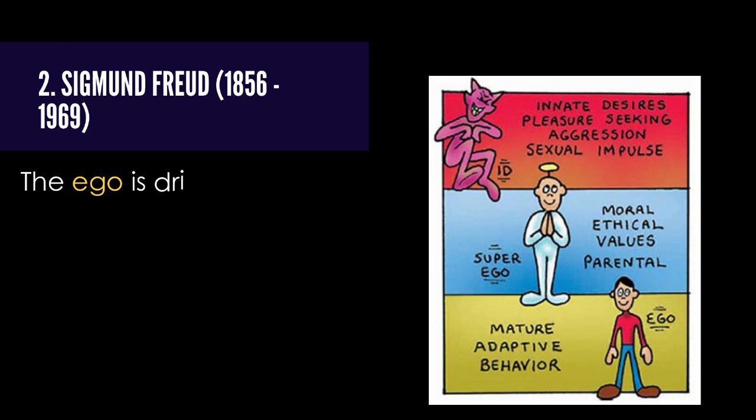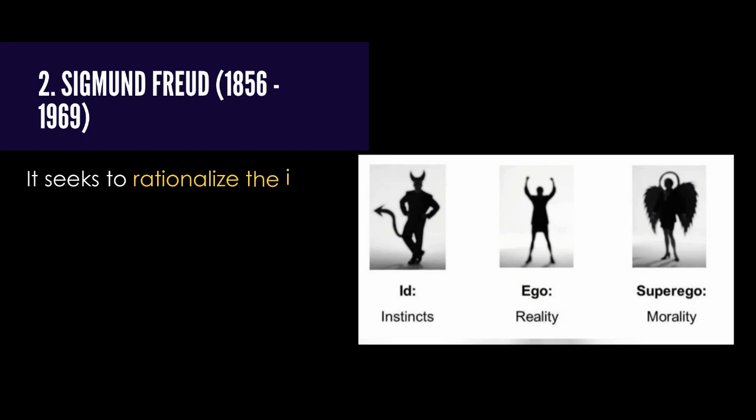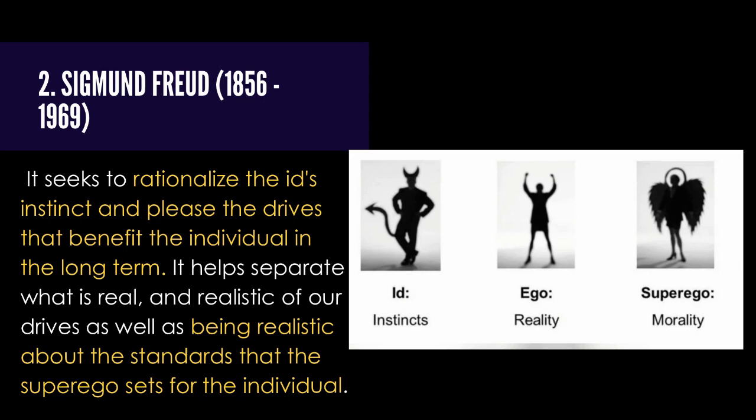The ego is driven by the reality principle. The ego works to balance the id and superego, by trying to achieve the id's drive in the most realistic ways. It seeks to rationalize the id's instinct and please the drives that benefit the individual in the long term. It helps separate what is real and realistic of our drives, as well as being realistic about the standards that the superego sets for the individual.